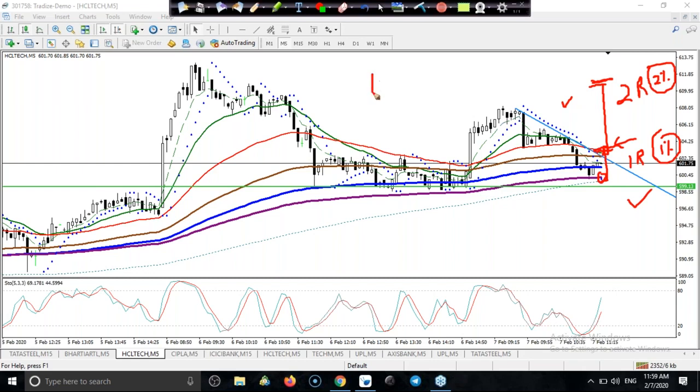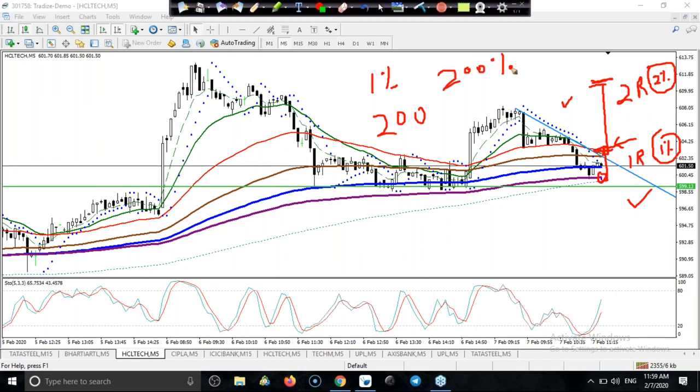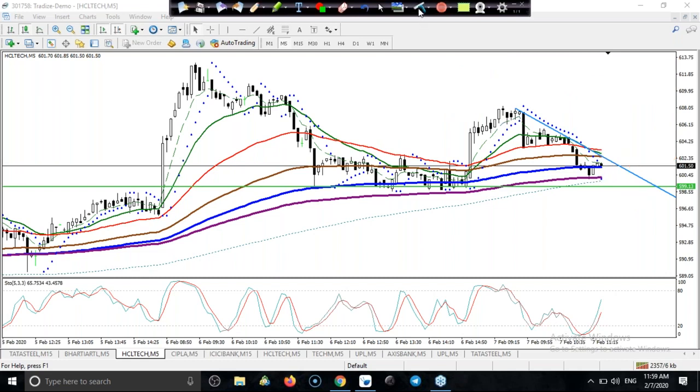Suppose every day you want to earn 1%. There are 200 trading days in a year. That means you are going to earn 200% profit in a year, and that is a big profit. Even Warren Buffett is not earning 200%, right? That is why I don't expect that much. All right, is it clear?